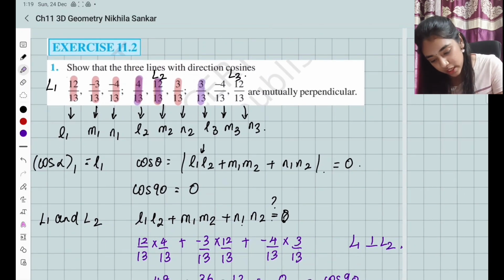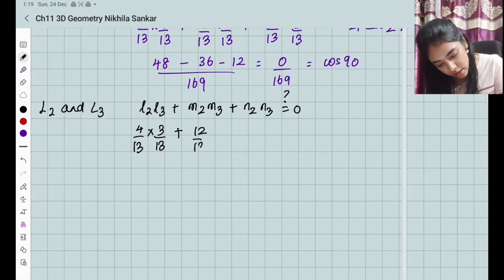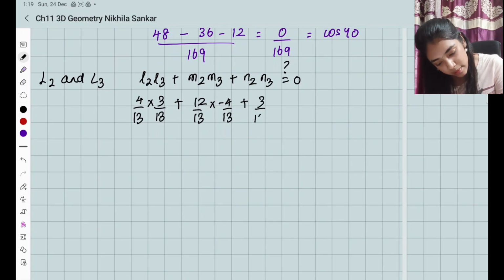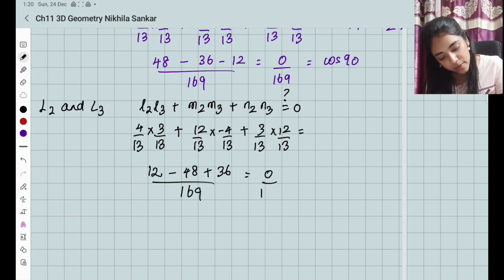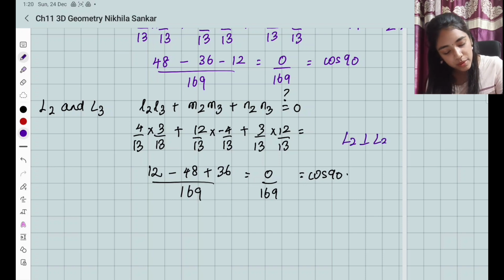So M2 M3 என்ன? 12 by 13 minus 4 by 13. So 12 by 13 into minus 4 divided by 13 plus N2 N3. N2 என்ன? 3 by 13, 12 by 13. Okay, so 3 by 13 into 12 divided by 13. So this, when I simplify, I have 12 minus 48 plus 36 divided by 169. This is again going to be 0 divided by 169. This is going to be cos 90. So இங்க நம்ம என்ன prove பண்ணிட்டோம்? We proved that L2 is going to be perpendicular to L3.